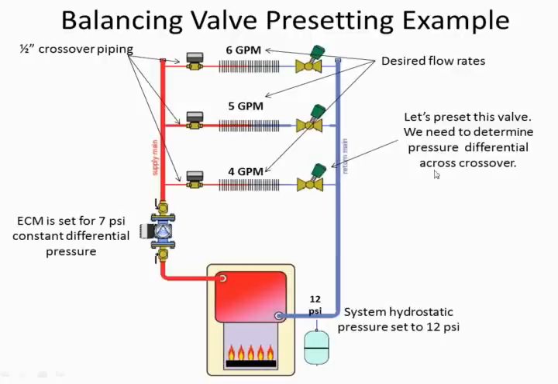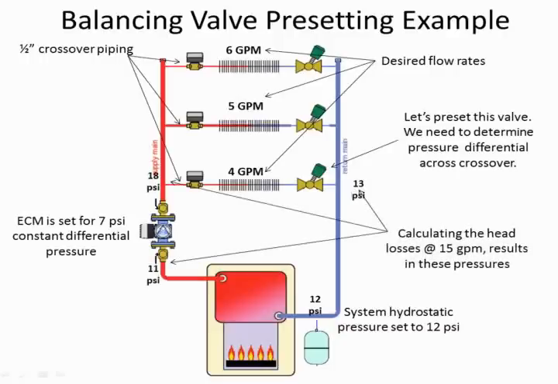So what we need to do that is to determine the differential pressure across this crossover, because if we know the pressure drop across this crossover, then we can separately calculate with this flow rate the pressure drop caused by the balancing valve and the pressure drop caused by the heat emitter, which leaves us this pressure drop that can be easily figured with a simple equation. So that's what we're going to do.